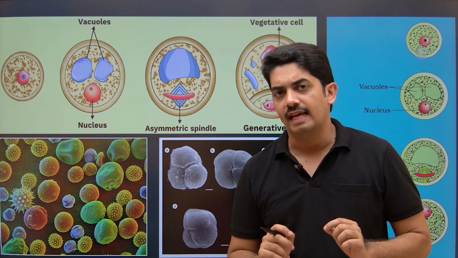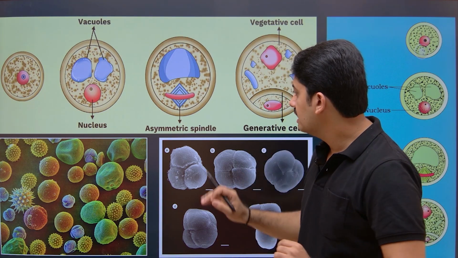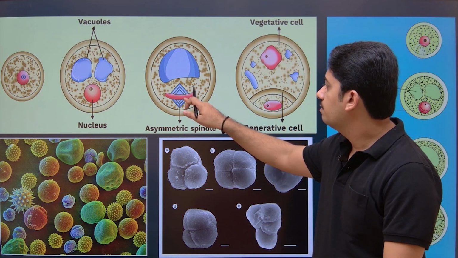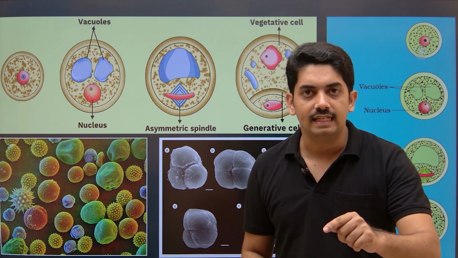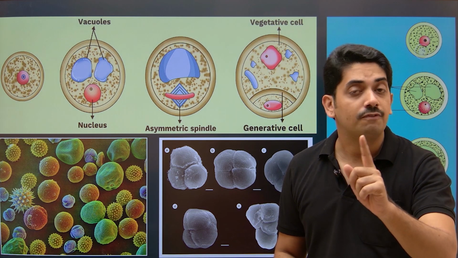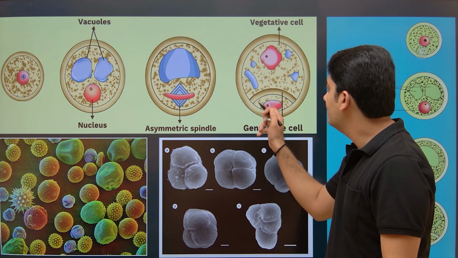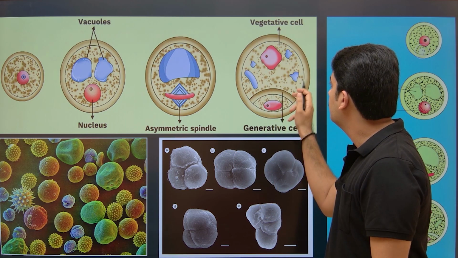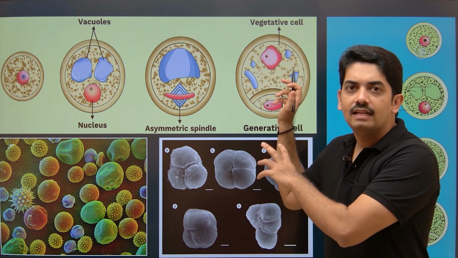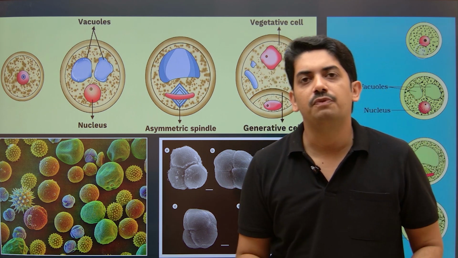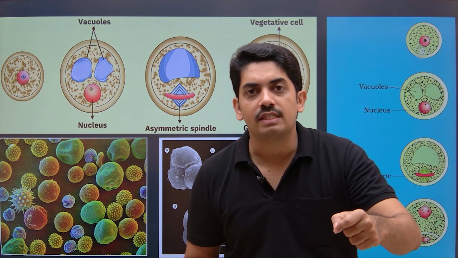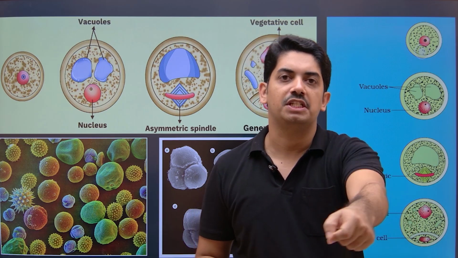Usually at the time of cell division, what type of spindles are formed? Symmetric spindles are formed. But here, surprisingly, it forms an asymmetric spindle. The reason is the cells formed next are not of the same size, because one will become a generative cell and another will become a vegetative cell. They both have a nucleus, and one is small and another one is large. In other words, there is one beautiful sentence given in your NCERT textbook. What do they say? The generative cell floats in the cytoplasm of the vegetative cell.